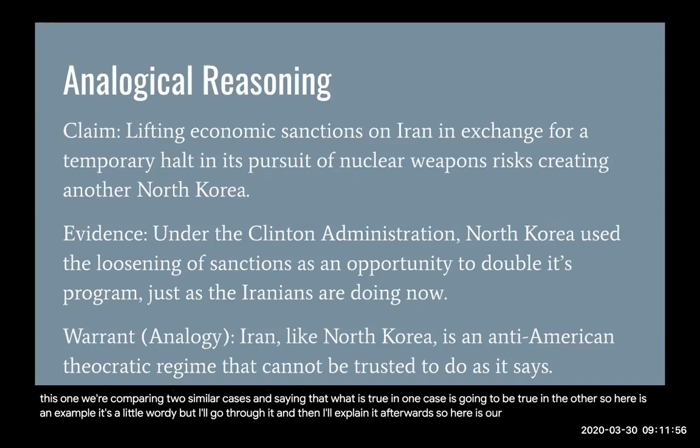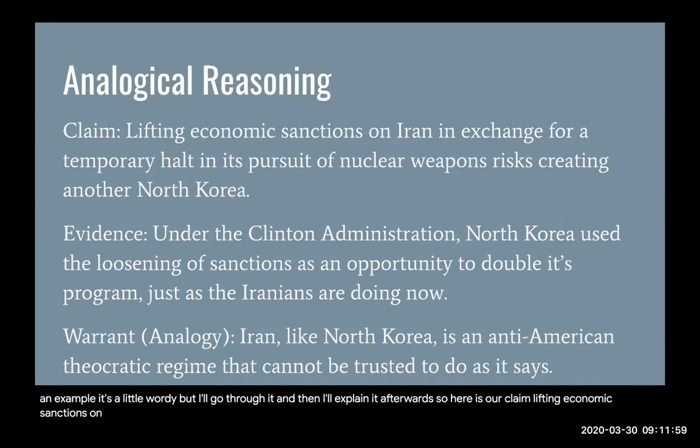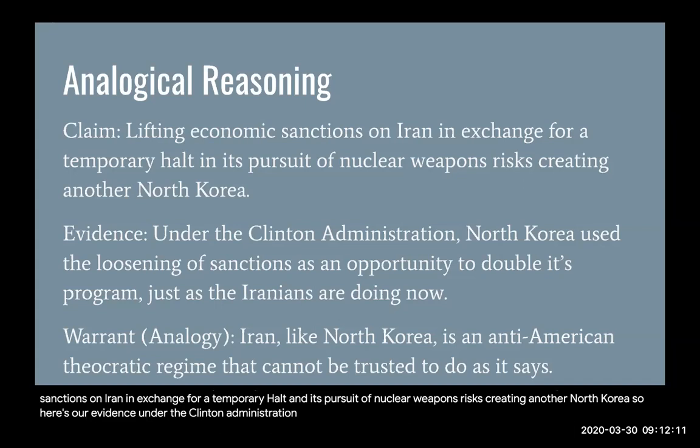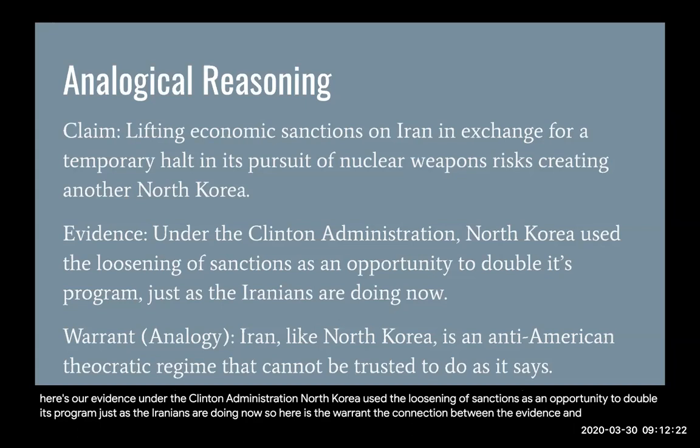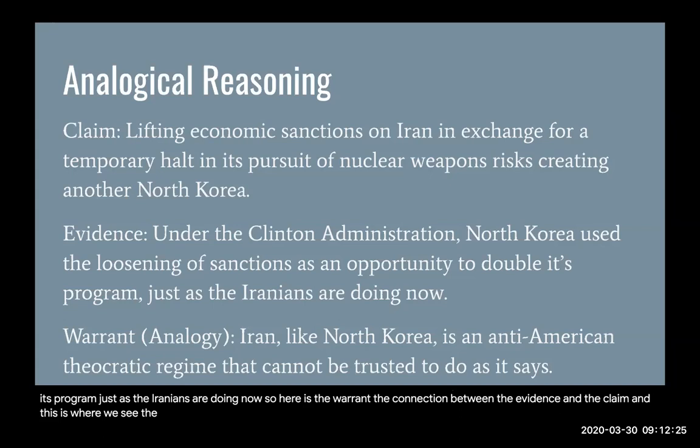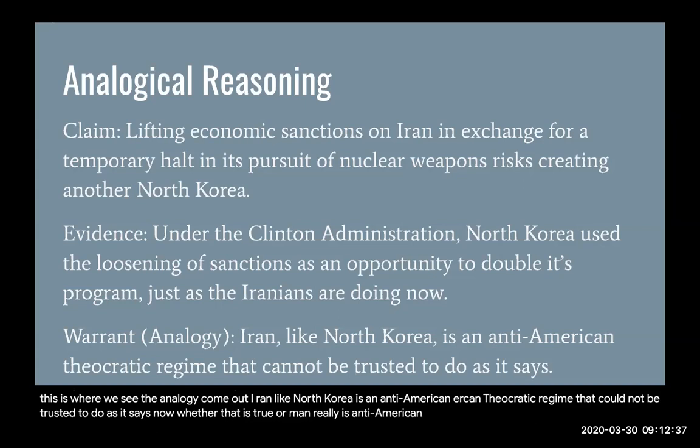So here is our claim. Lifting economic sanctions on Iran in exchange for a temporary halt in its pursuit of nuclear weapons risks creating another North Korea. So here's our evidence. Under the Clinton administration, North Korea used the loosening of sanctions as an opportunity to double its program, just as the Iranians are doing now. So here is the warrant, the connection between the evidence and the claim, and this is where we see the analogy come out. Iran, like North Korea, is an anti-American theocratic regime that cannot be trusted to do as it says. Now, whether that is true, Iran really is anti-American, is perhaps beside the point.